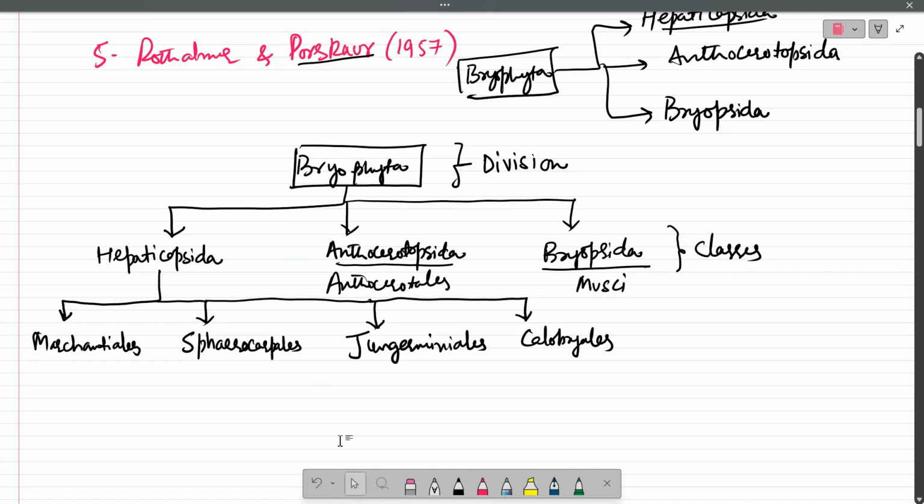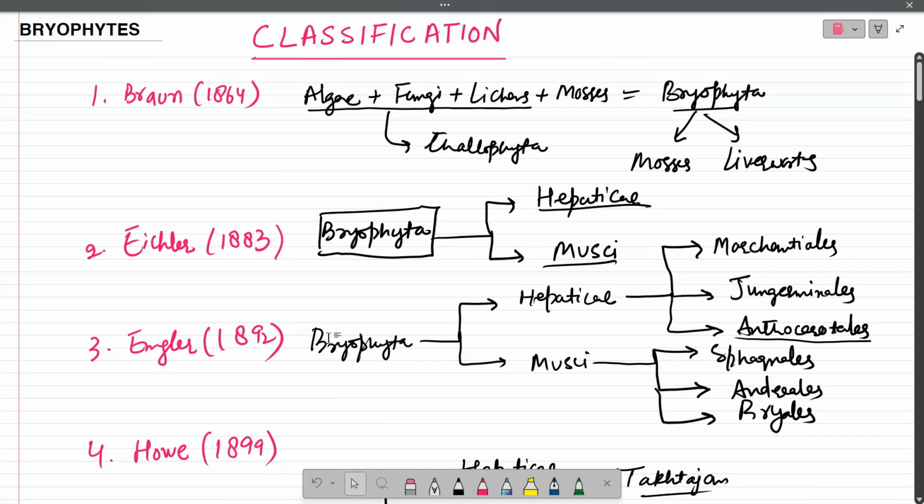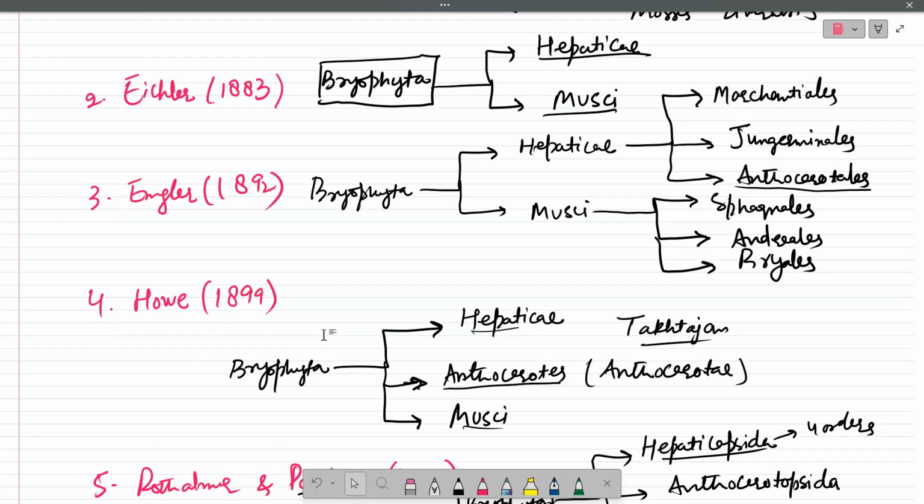So this was about classification of Bryophytes. Let us give it a quick revision. First of all, the term was given by Braun, and he included algae, fungi, lichens, and mosses in it. And then Eckler came along. He divided the division Bryophyta into two classes. Then his student Engler divided the two classes into three orders each. And then Howe in 1899 raised the order Anthocerotales to the class level and renamed it Anthocerotes.